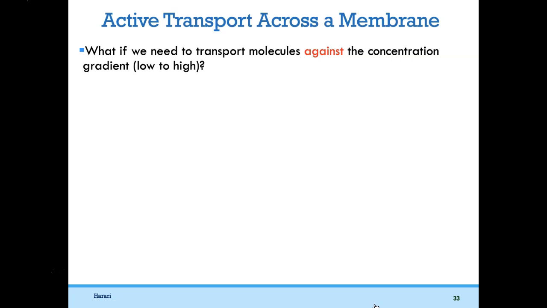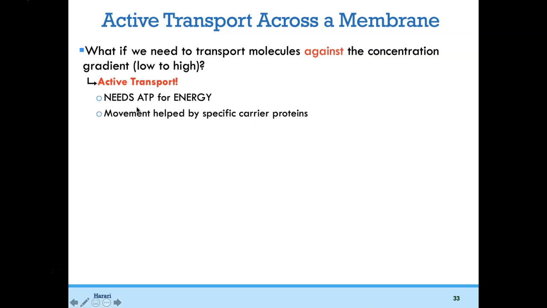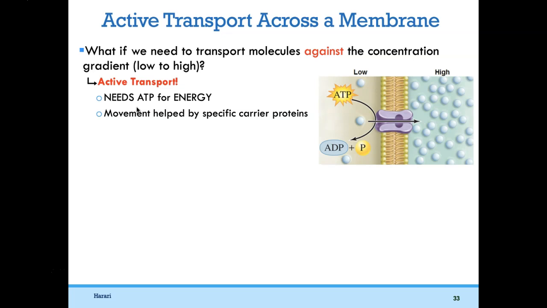What if we need to transport molecules against the concentration gradient? Right? What if we need to go from low concentration to high concentration? That's what active transport is for. Active transport needs ATP for energy. It's active, so we need ATP. You can remember ATP for active, A and A. And not only do we need energy, but we still need help from specific carrier proteins.